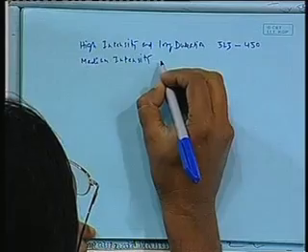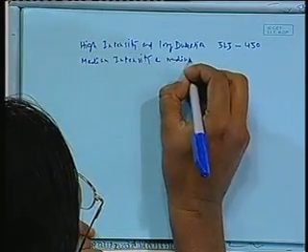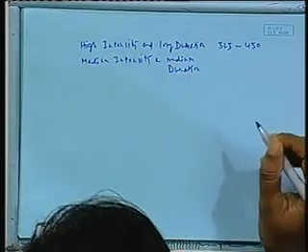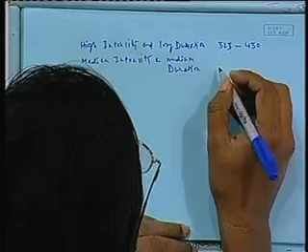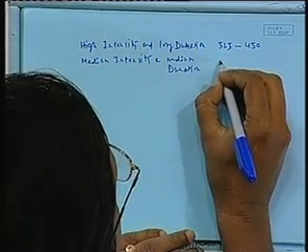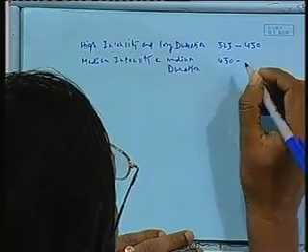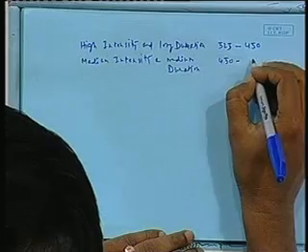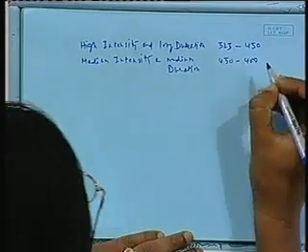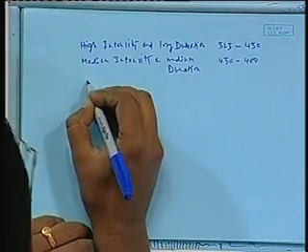Then comes medium intensity and medium duration. The value would be between 450 and about 400. You see, it does not necessarily reduce in the same proportion.